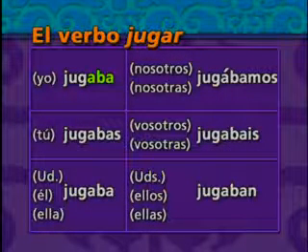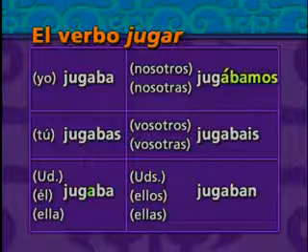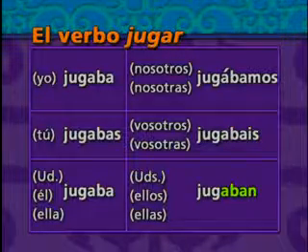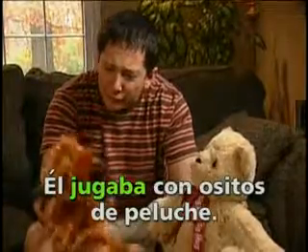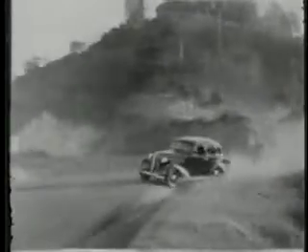Let's look at how to form the endings for the imperfect. It's real easy. Here's the deal with AR verbs. Think of these as aba endings. Let's look at jugar. Jugaba, jugabas, jugaba, jugábamos, jugabais, jugaban. Él jugaba con ositos de peluche. Cindy jugaba con trenes. And now, random car chases.